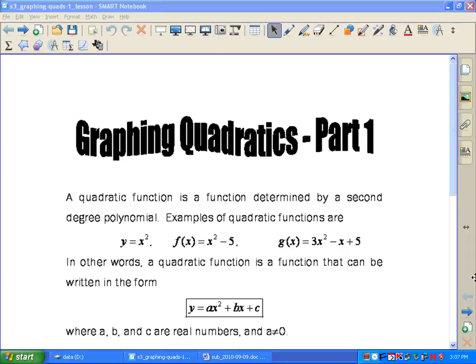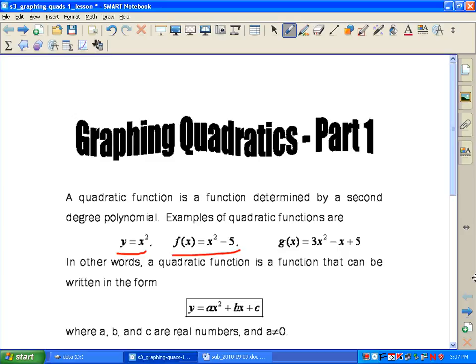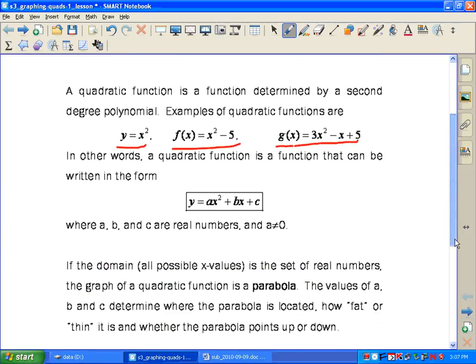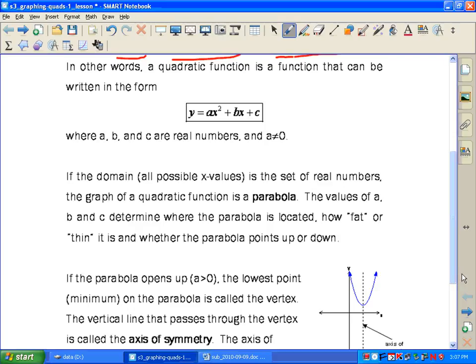A quadratic function is a function determined by a second degree polynomial. Examples of quadratic functions are y equals x squared, f of x equals x squared minus 5, g of x equals 3x squared minus x plus 5. In other words, a quadratic function is a function that can be written in the form y equals ax squared plus bx plus c, where a, b, and c are any real numbers, but there's one thing: a can't be 0. Because if a is 0, then we're not talking about a quadratic function anymore. We're talking about simply a line.